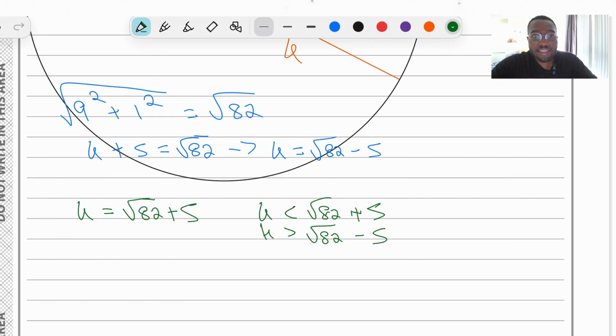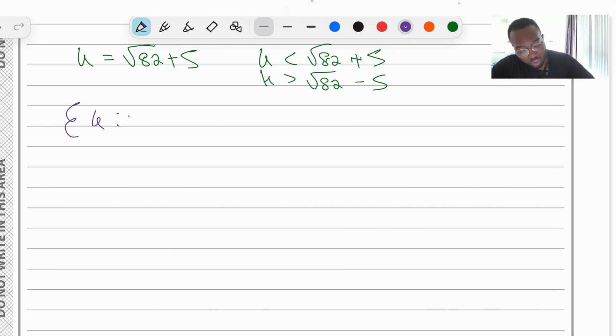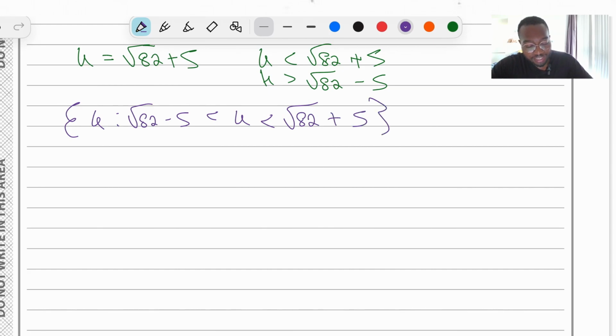And now we need to write that in some set notation form. So we can write that as k such that root 82 minus 5 is less than k, which is less than root 82 plus 5. We can write it in this form here. So what we're showing is that k has to be a value in between root 82 minus 5, which is like 4.1, and root 82 plus 5, which is like 9.1. So it has to be in between those two values here.